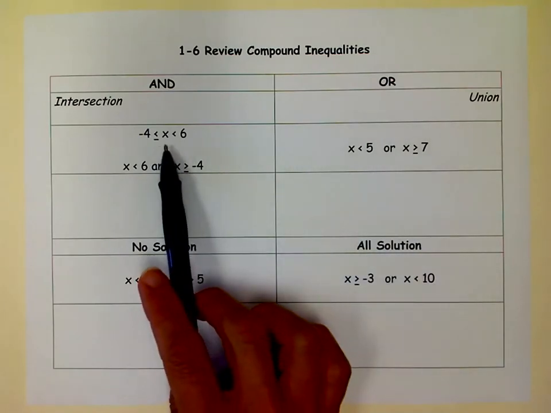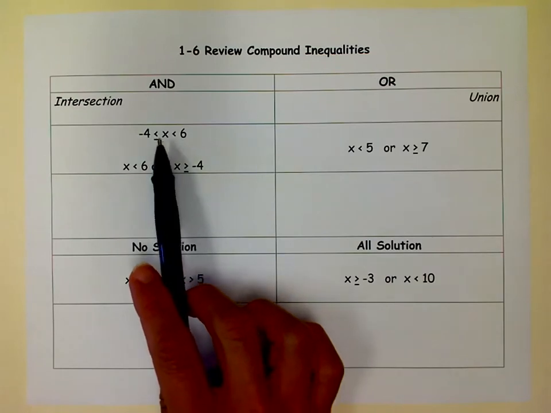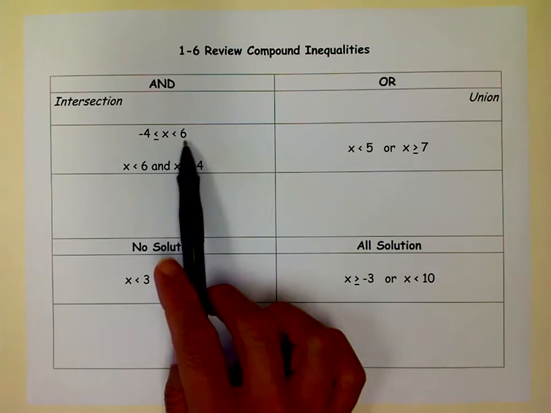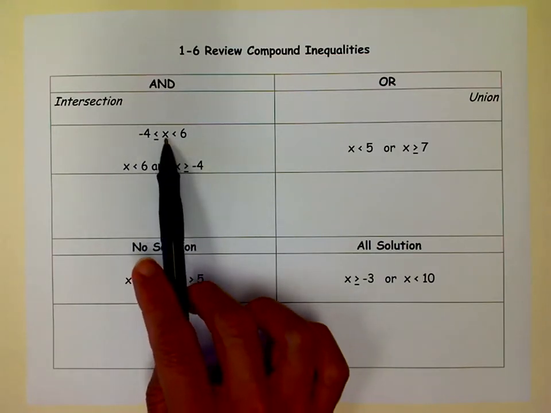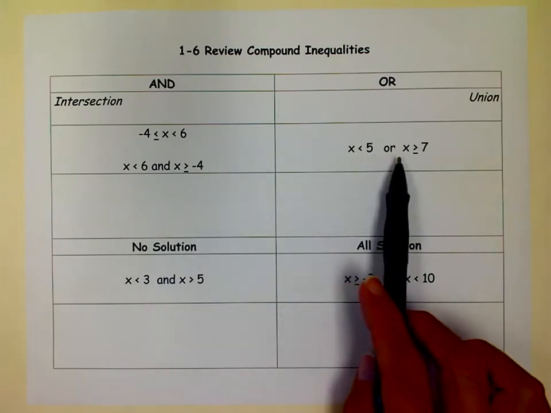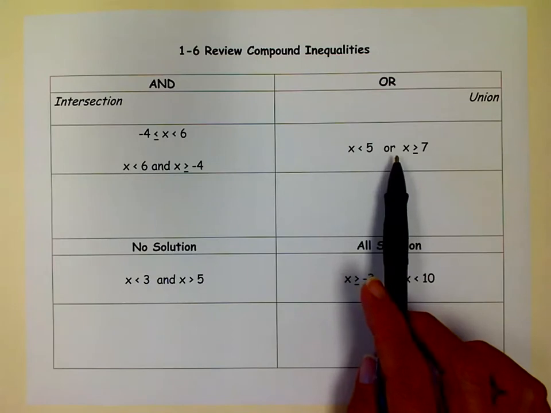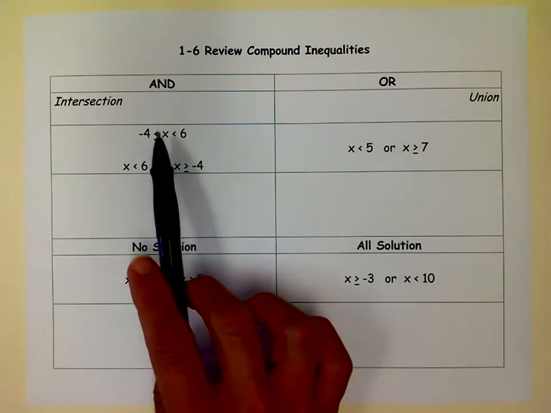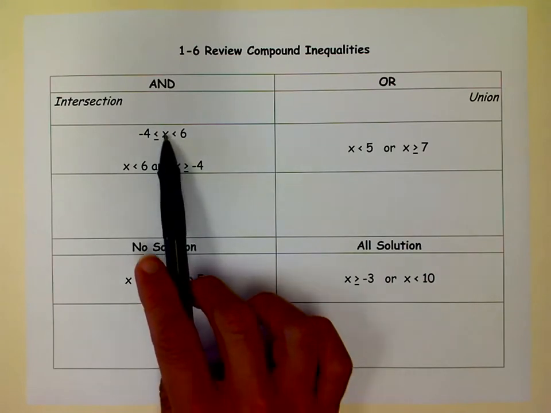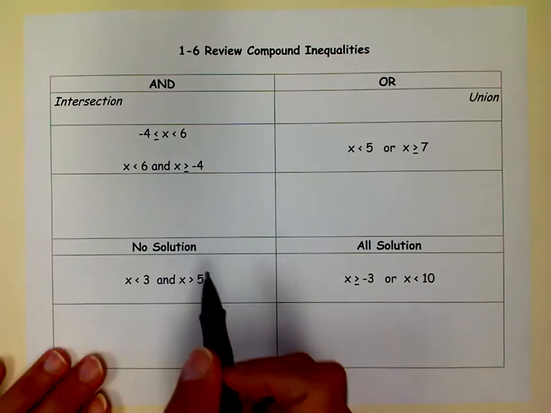Sometimes you'll see an "and" written with the word "and", but most often you'll see it written like this, where they take the "and" out and write it as an inequality with the variable in the middle. And then when it's an "or", you'll usually always see them with the actual word "or" in it. These two are actually the same. This says x is greater than -4, which is what it says down here. And this says x is less than 6, which is what it says there. So I'm just going to show you how we'd graph these two different ones.